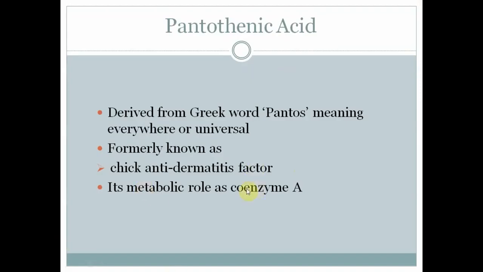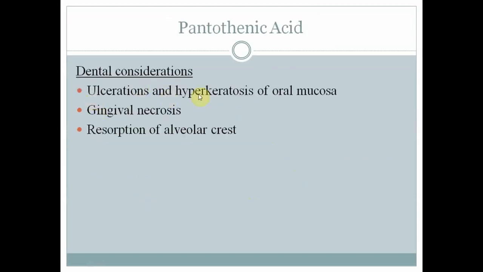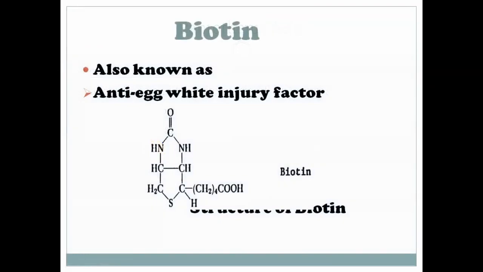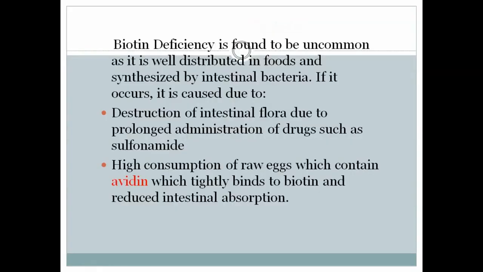Pantothenic acid is derived from the Greek word pantos, meaning everywhere. It was formerly known as the anti-dermatitis factor, and its metabolic role is as coenzyme A. Dental considerations: ulceration and hyperkeratosis, gingival necrosis, and resorption of the alveolar crest. Biotin is the anti-egg white injury factor. It occurs with high consumption of raw egg, which contains avidin that tightly binds to biotin and reduces intestinal absorption. There will also be destruction of intestinal flora due to prolonged antibiotic administration.